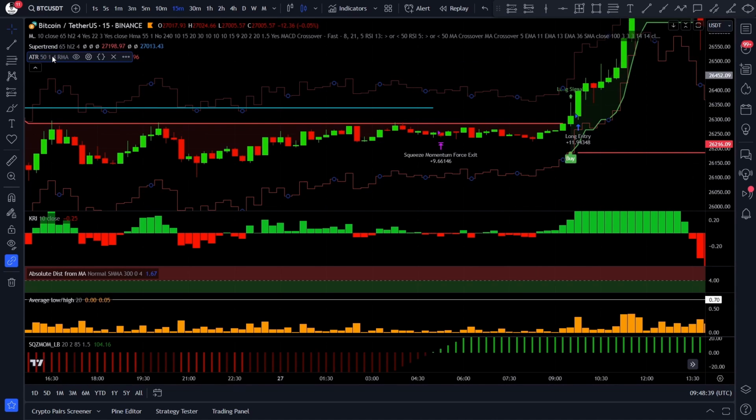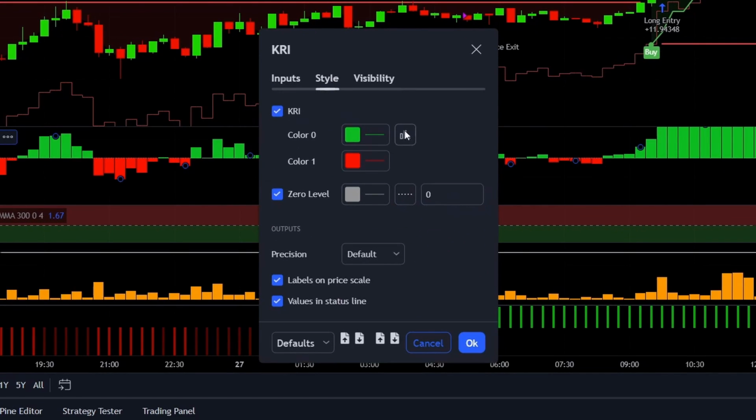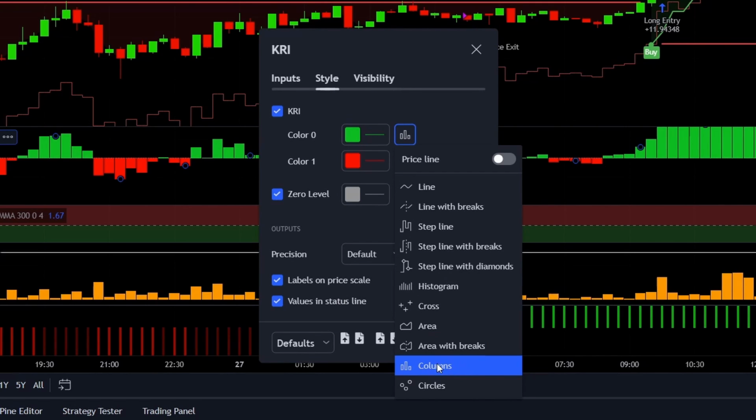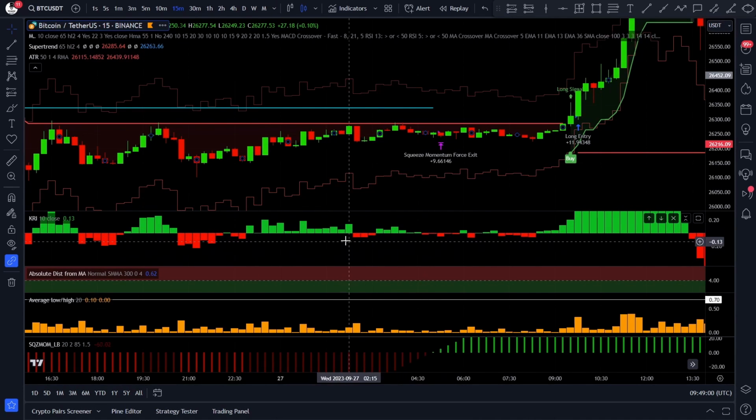So let's go over them one by one. First, the Kairi relative index. For that, change the length to 10, then switch to the style, and change the coloring style to columns. This way it will be easier to see where the entries are.